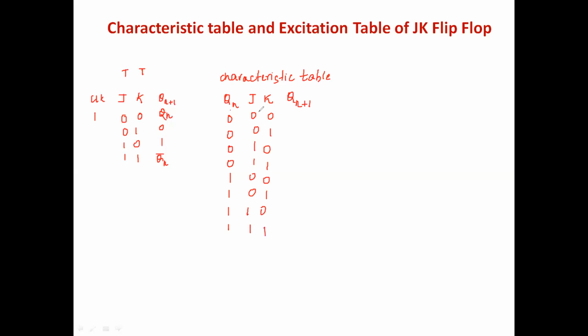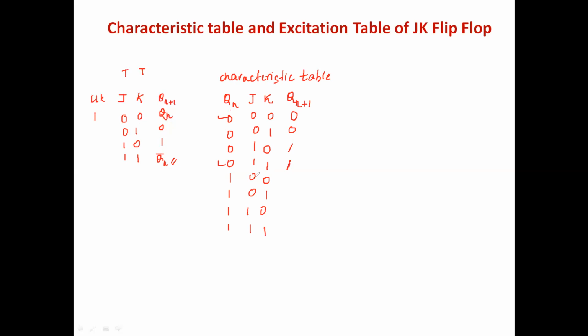So when J is equal to 0, K is equal to 0, look at the truth table. What is the output? When J is equal to 0, K is equal to 0, output is Qn. So what is our Qn here? Qn is 0. So the output is 0. When J is equal to 0, K is equal to 1, output is 0. So here it doesn't depend upon the previous output. When J is equal to 1, K is equal to 0, output is high. When both are 1, 1, it is Qn bar. Qn is 0, so Qn bar will be equal to 1.